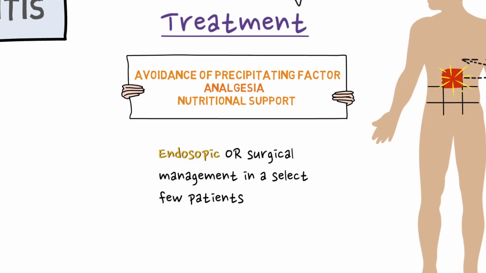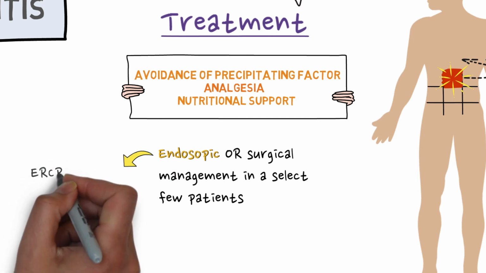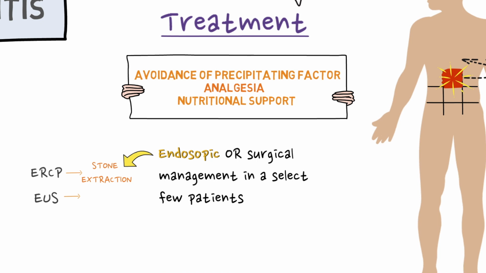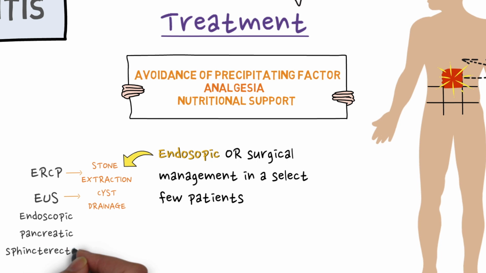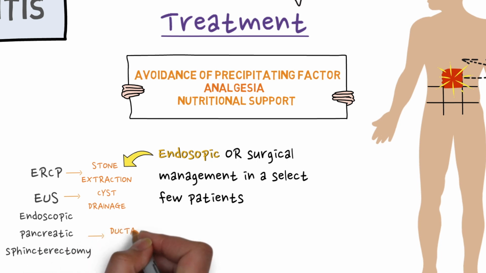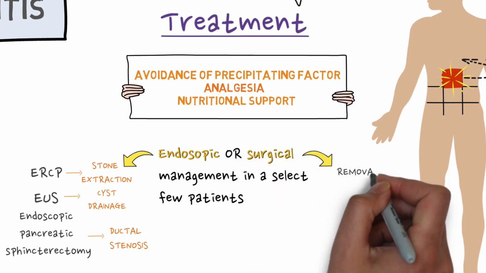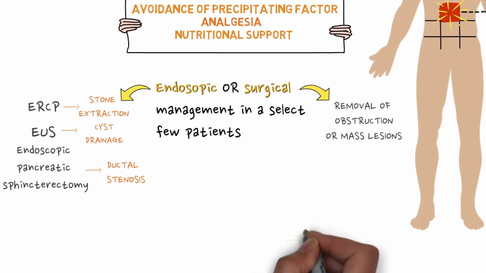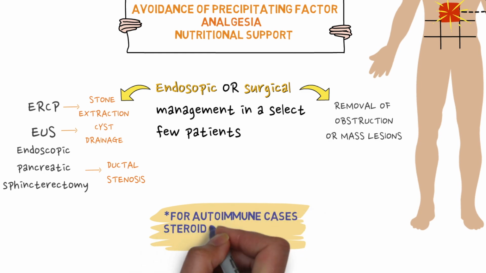Some endoscopic approaches used are ERCP for stone extraction, endoscopic ultrasound in order to drain any cysts or for stent implantation, or endoscopic pancreatic sphincterotomy, which can be done if there is stenosis around the sphincter of Oddi. Endoscopic procedures should be used sparingly, as they can precipitate acute on chronic pancreatitis. In some instances, surgical treatment can be undertaken. This mainly occurs when an obstructing mass or lesion needs to be removed, and approaches will vary. For patients with an autoimmune cause, steroids are an effective treatment.